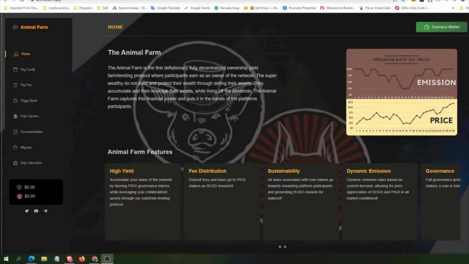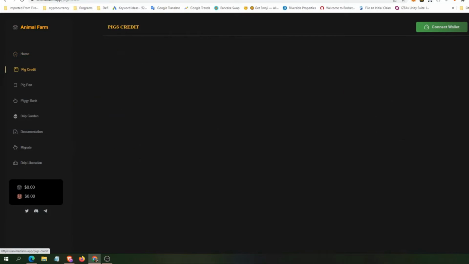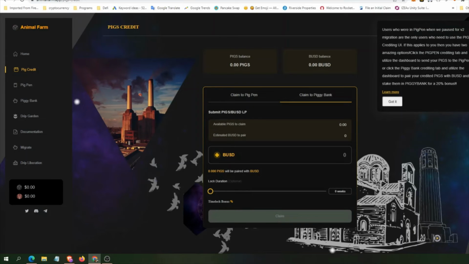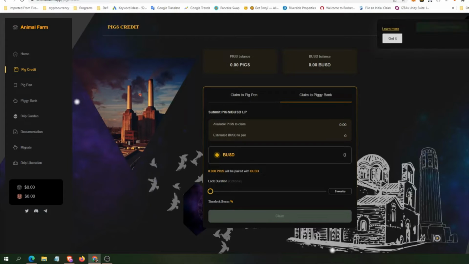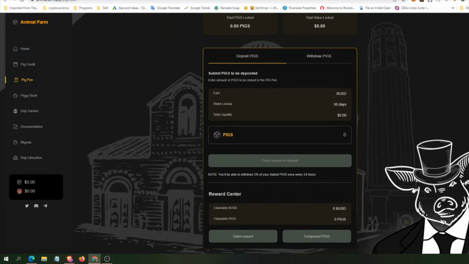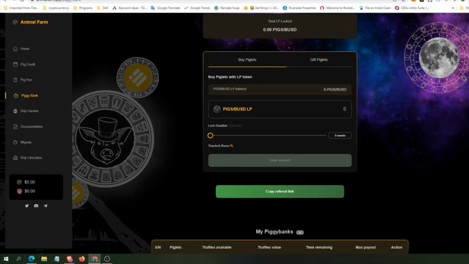There's the new interface of the Animal Farm right there, as you can see. High yield, feed distribution, sustainability, dynamic emissions, governance. Lending, integrity. You've got the pier credits right here, so you're going to know about the claim to pier credit, piggy bank. You get a little notification that pops up here. Pig pen, there's how the pig pen is going to look. Deposit pigs, withdrawal gives you a message there. Here's the piggy bank, about the LP on the piglets.